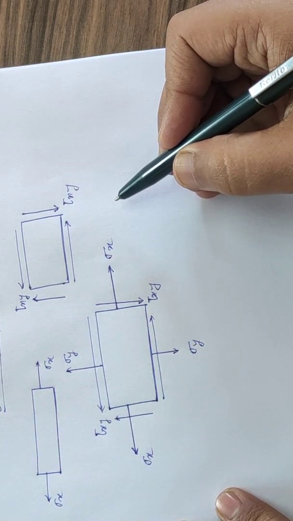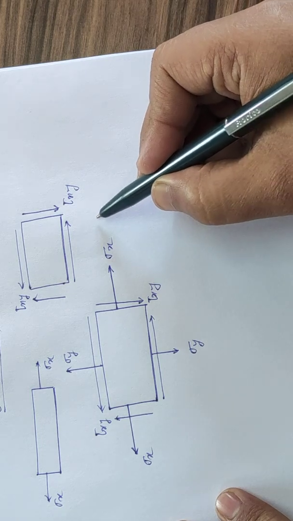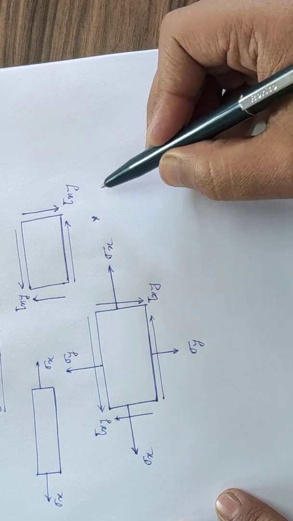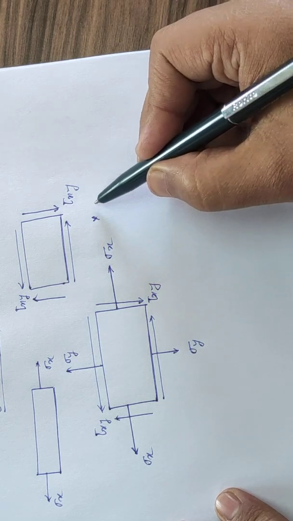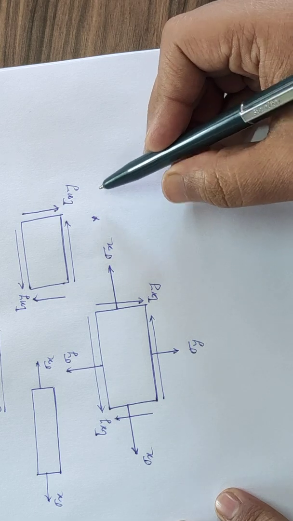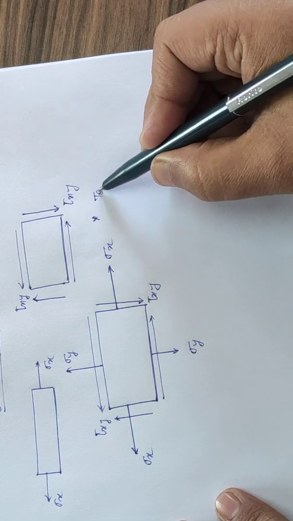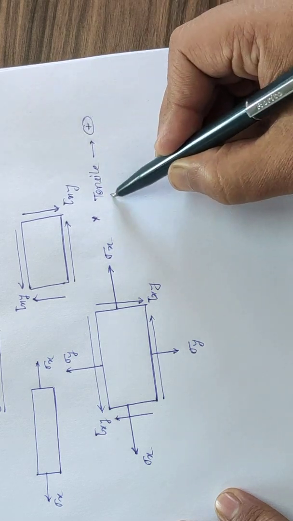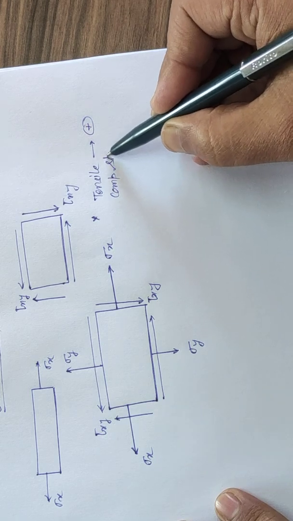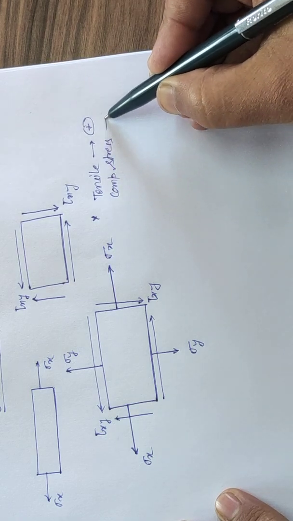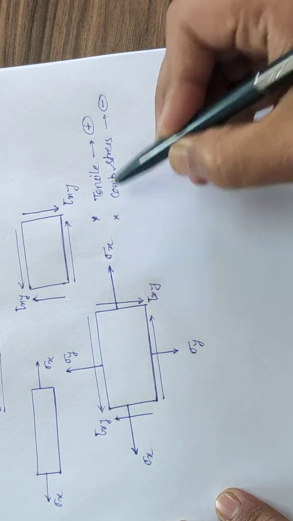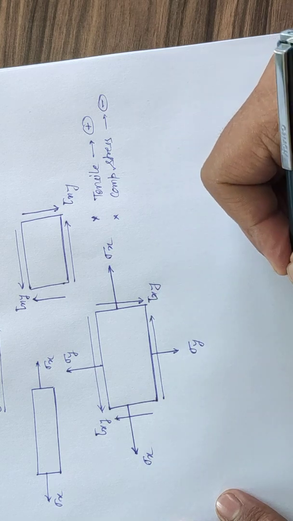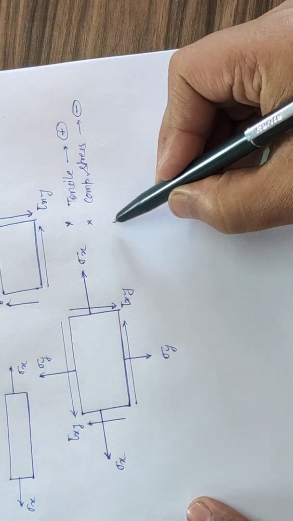So the first thing is we have to take some general sign convention. The general sign convention we are taking is that tensile stress we will take as positive. Compressive stresses we will take as negative. These are the general sign conventions which we follow to derive the relations.